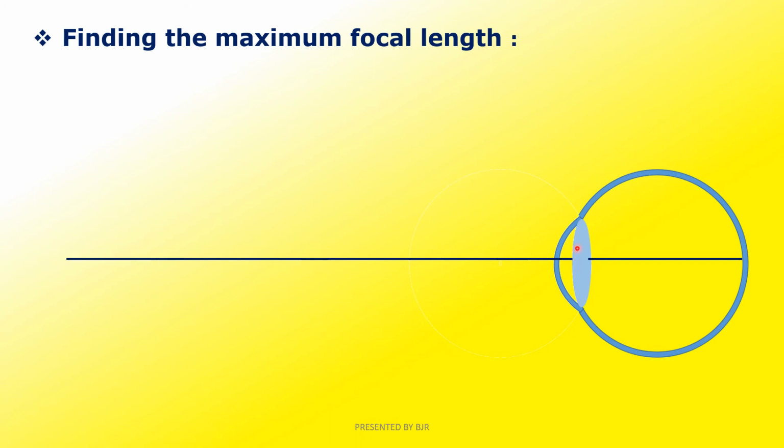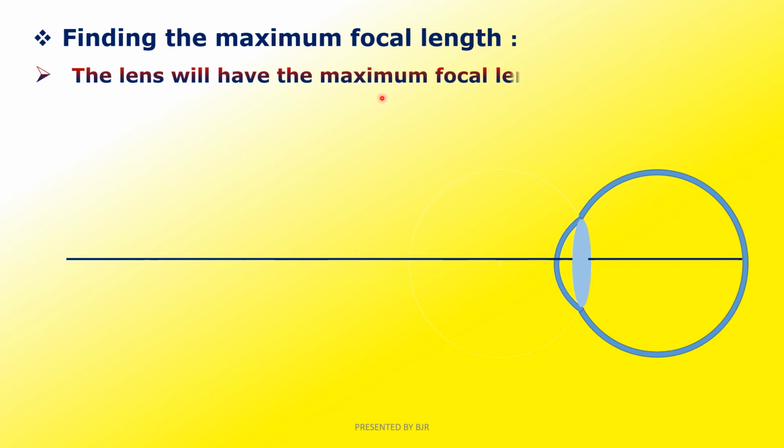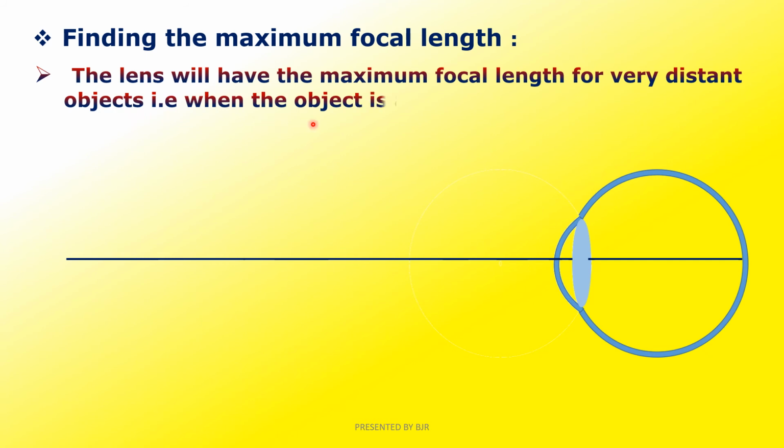We know that in case of a convex lens, when the object is at infinity, its image will be formed at the focal point on the other side of the lens. So when the object is at infinity, here this is the eye lens, the lens will have the maximum focal length for very distant objects, that is when the object is at infinity.